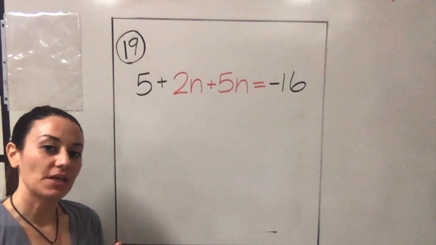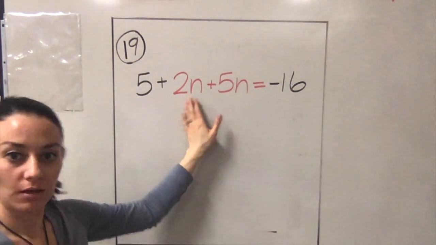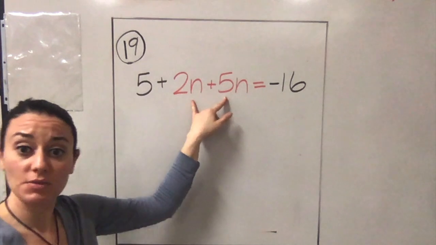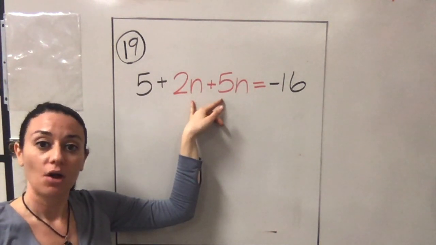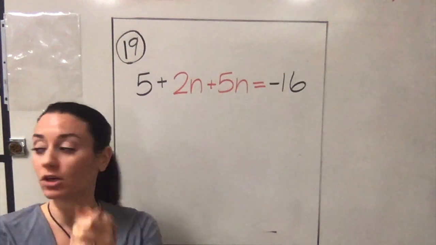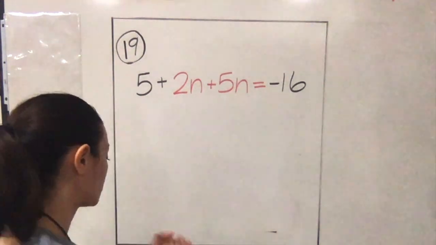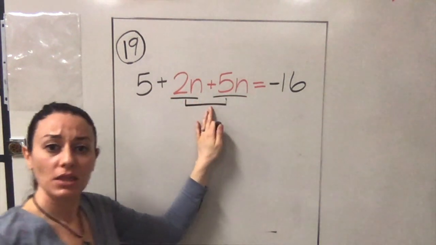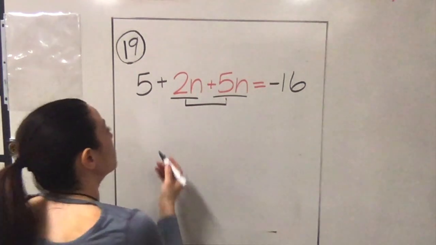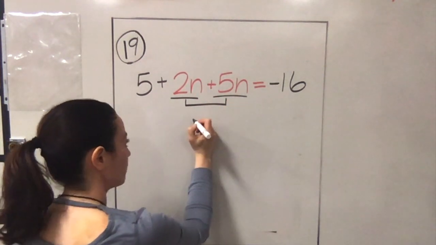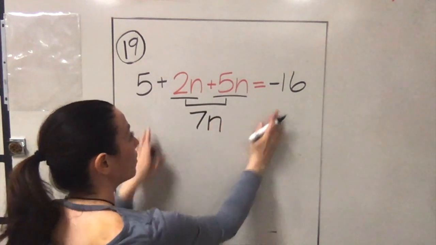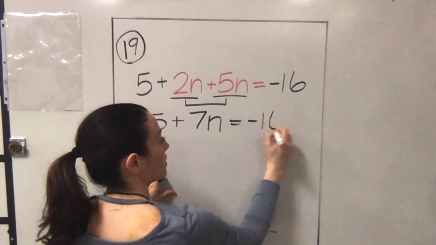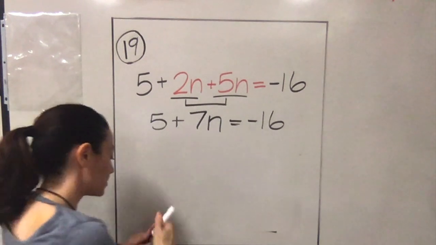Okay, let's look at number 19. It says 5 plus 2n plus 5n equals negative 16. So when we see 2 variable terms on the same side of an equation, okay, we need to put them together. What do we call that? We call it combine like terms. What do we call it? Combine like terms. So we can underline the terms 2n and 5n and combine like terms, in this case using addition, right? So what is 2n plus 5n? It's 7n. Now let's bring down these constant terms, which is going to be 5 plus 7n equals negative 16.